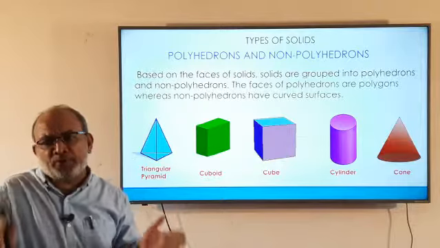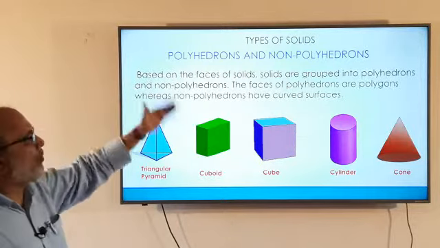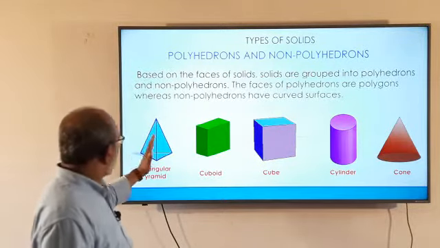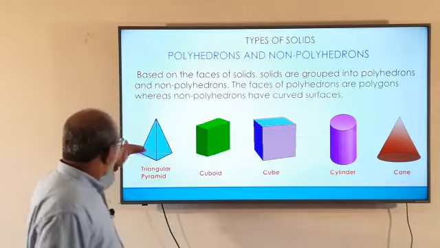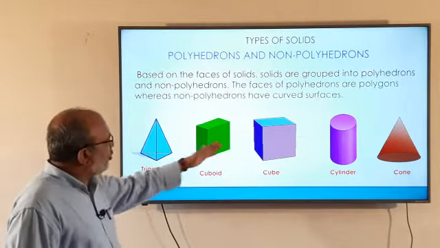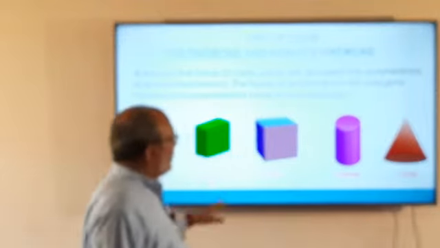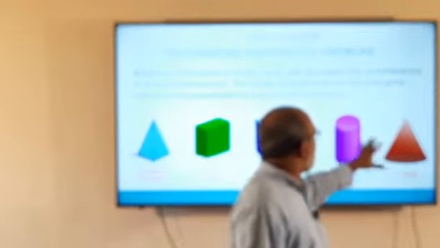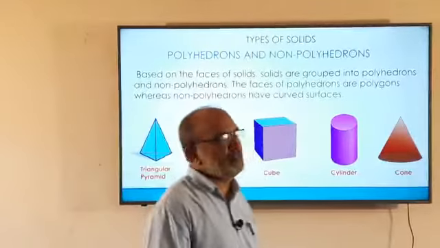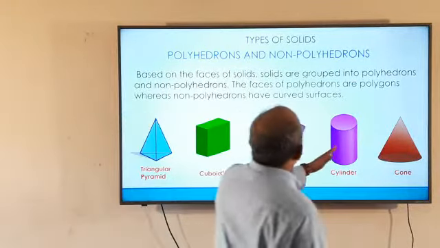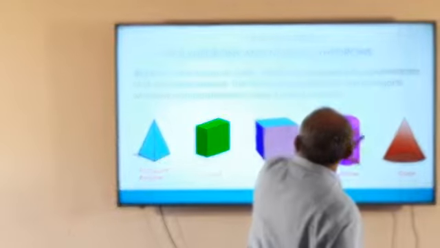Okay. Now, types of solids. Solids are grouped into two: polyhedrons and non-polyhedrons. So you see the first three, the triangular pyramid, cuboid and cube, all have polygons as their faces. Whereas cylinder and cone have no polygon as their face. So these two are non-polyhedrons, these three are polyhedrons.